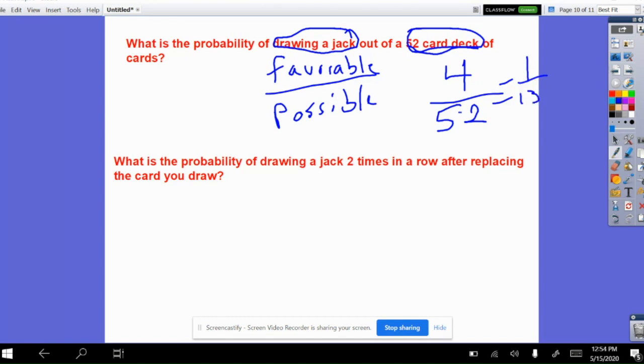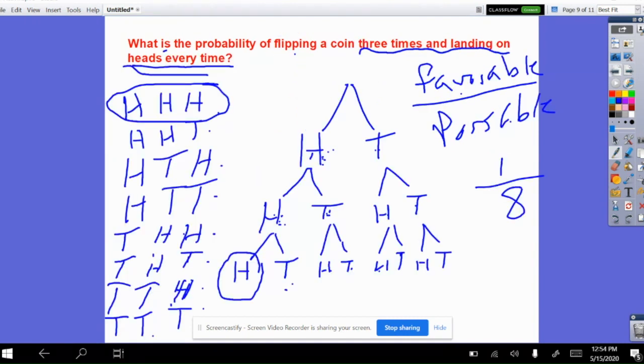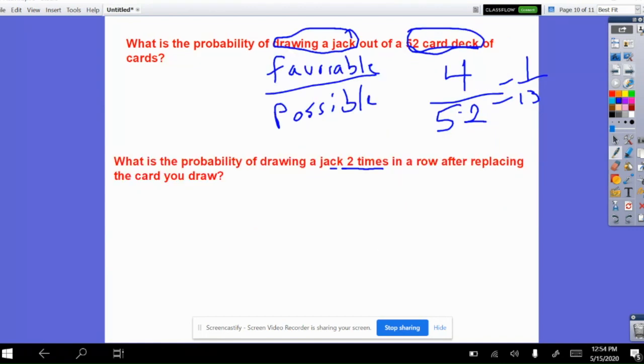But what about the probability of drawing a jack 2 times in a row after replacing the card you draw? Well, last time I did this, I made a sample space when I had multiple events, compound probability. We had 3 times, so I made a sample space. Am I going to do that for this? Am I going to write down all the cards and count them all up? That seems awful.